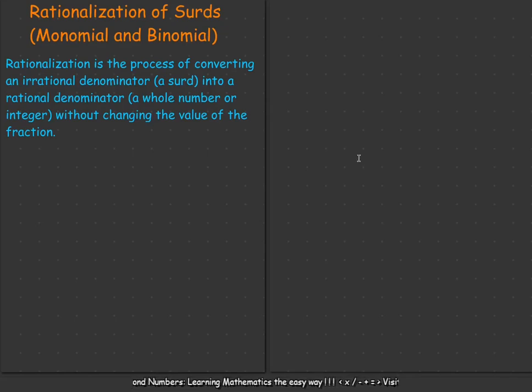We'll be looking at two cases. The first case is when the denominator is a monomial. And in our previous lessons, I have discussed what monomials are. So if we take the square root of a, this has just one term. So it's mono, it is just one. Or something like root b, okay?